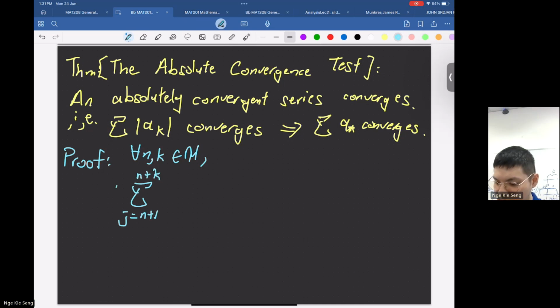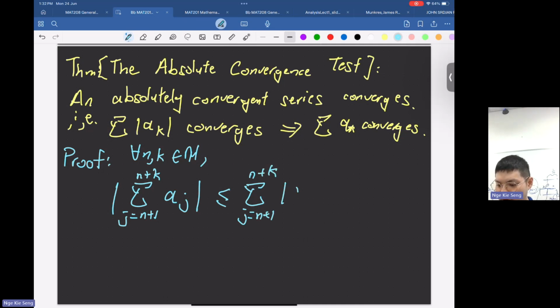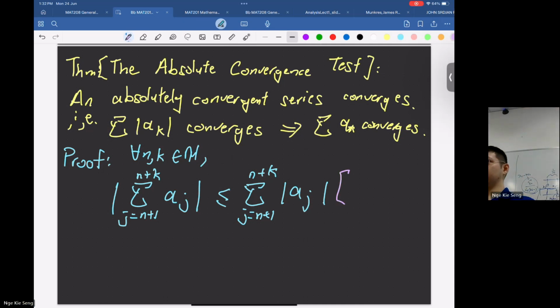plus k. How do you look at this sum here? This chunk of sum, you can view it as less than or equal to the sum of the absolute value of aj. Why? What did I use here? Why does my absolute value go inside? Triangle inequality, correct or not? Okay, the sum of A and B is less than or equal to the sum of A plus the sum of B.